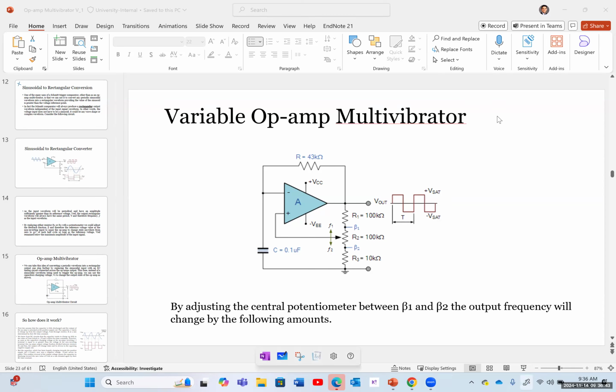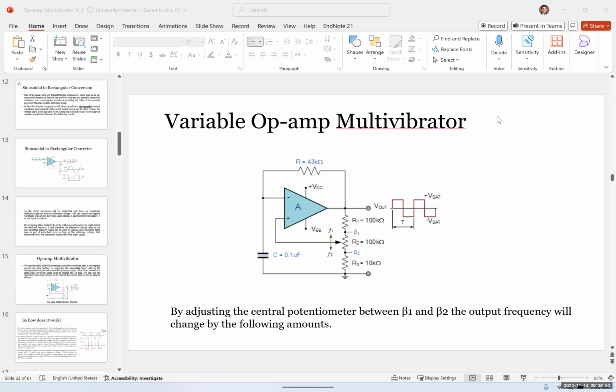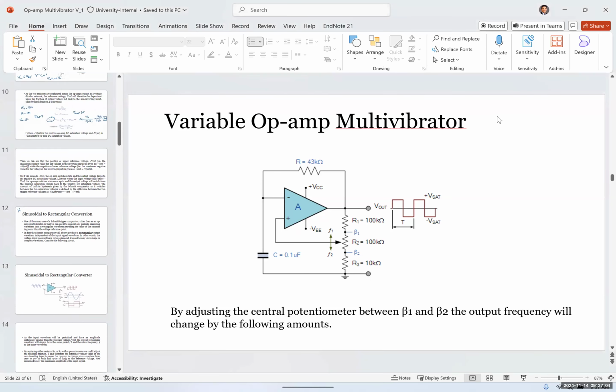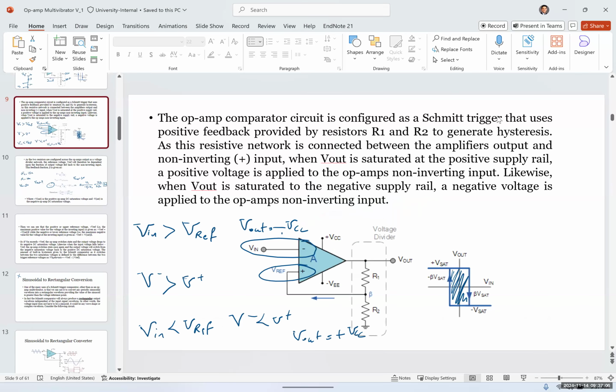PWM signals, and I explained a little bit about PWM or pulse width modulation. For switching, using as an oscillator, again for clock, and so on. There are a lot of applications for the op-amp multivibrator. We spent time explaining how the op-amp multivibrator works and what is the principle behind it.